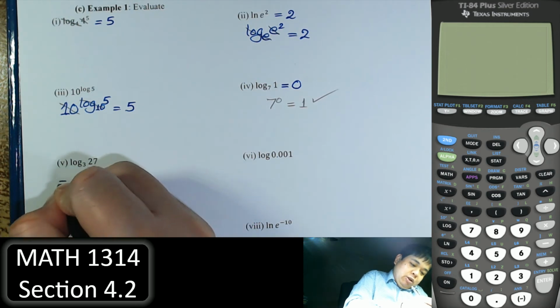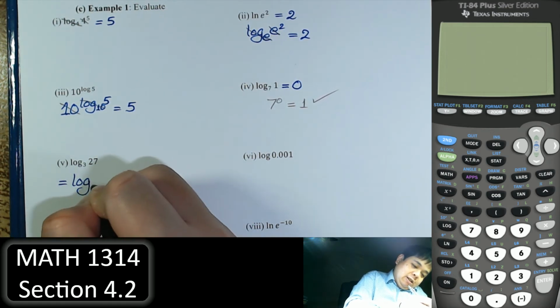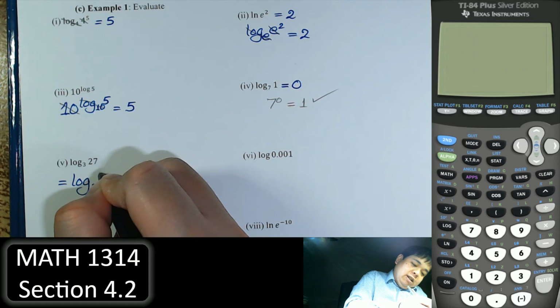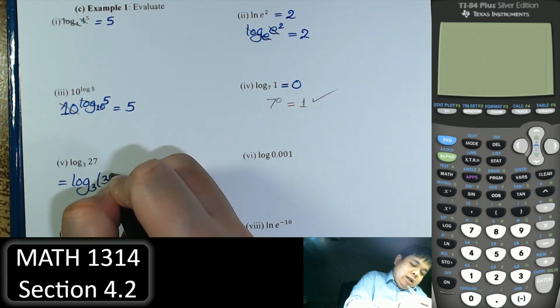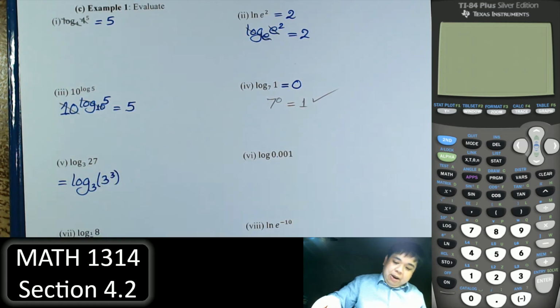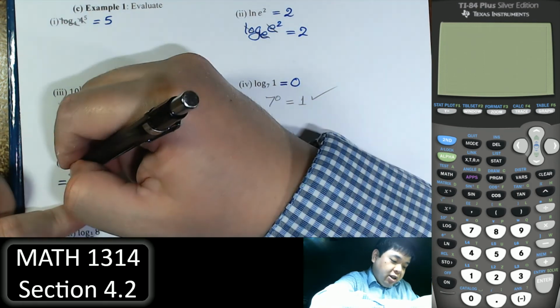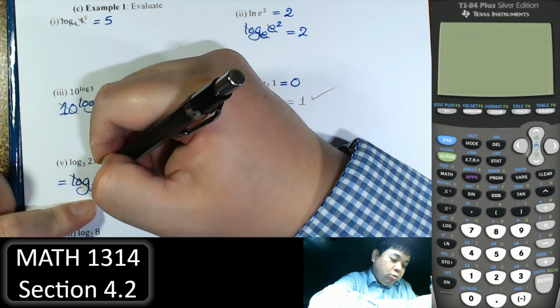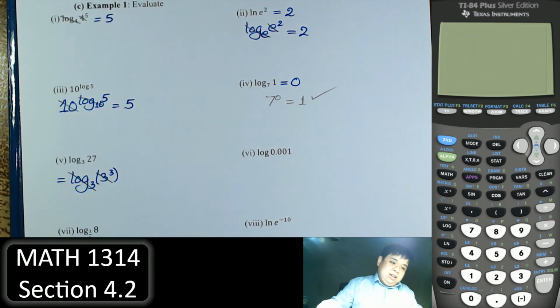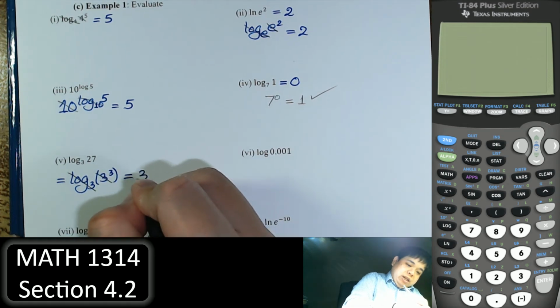But here I will do it differently. 27, I will write as 3 to the third power. Now, we have the log base 3 and the exponential base 3. That cancels out, we have 3.